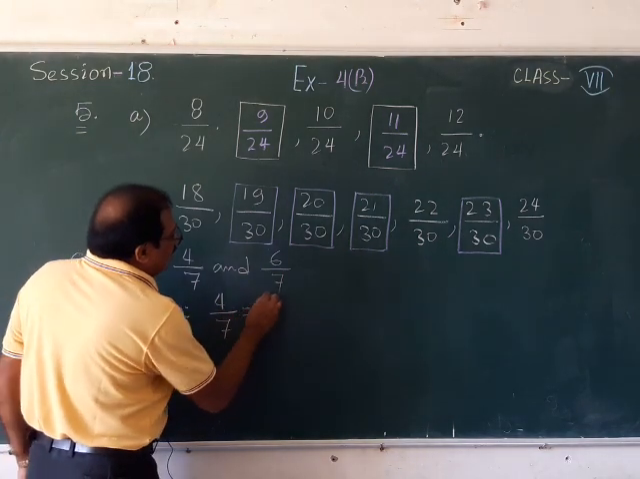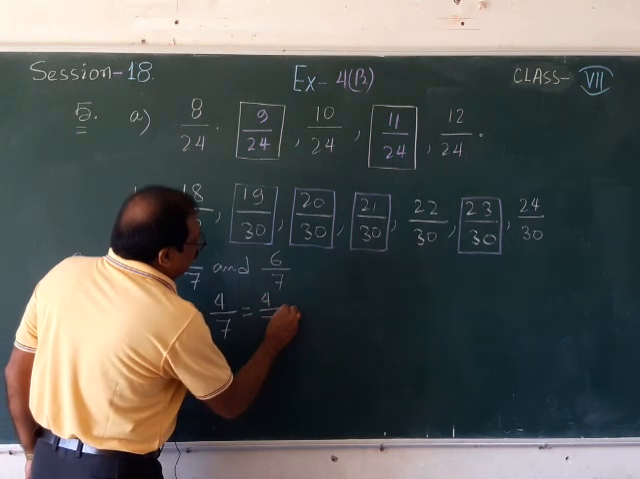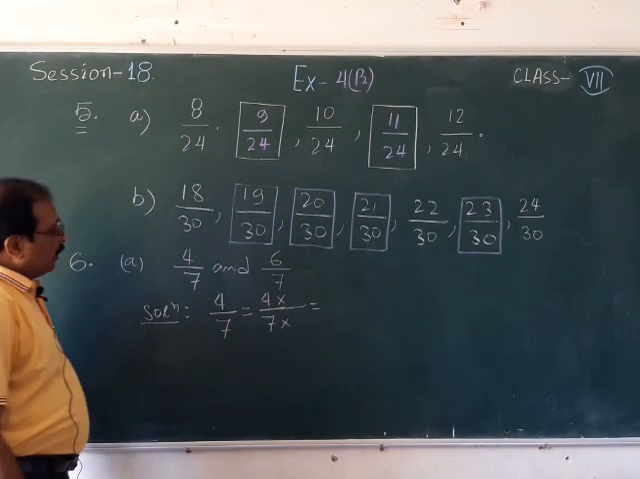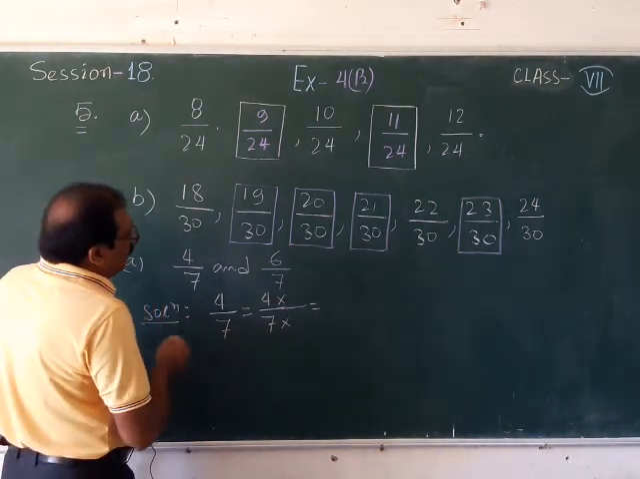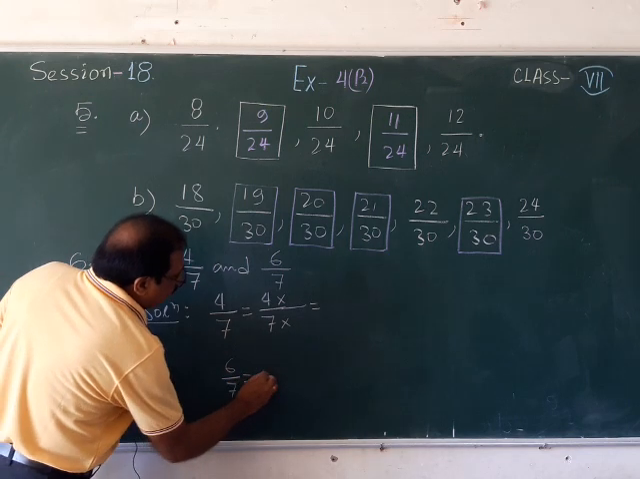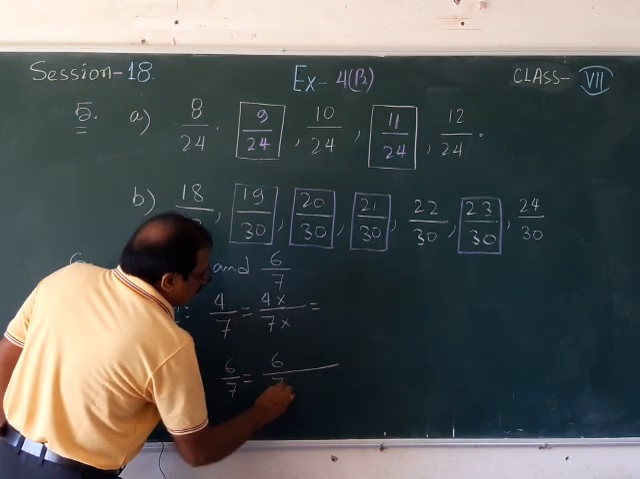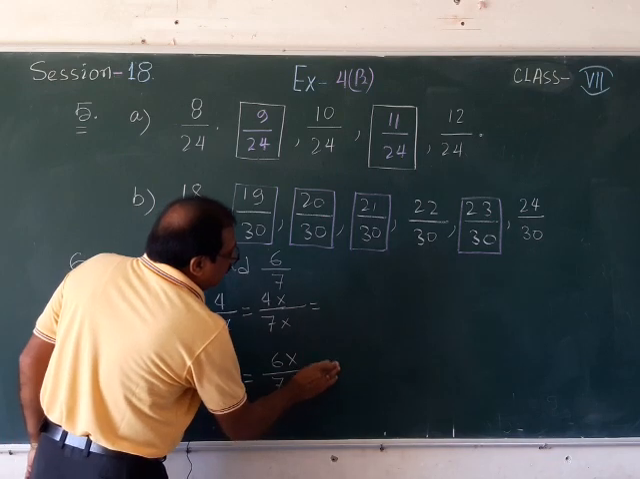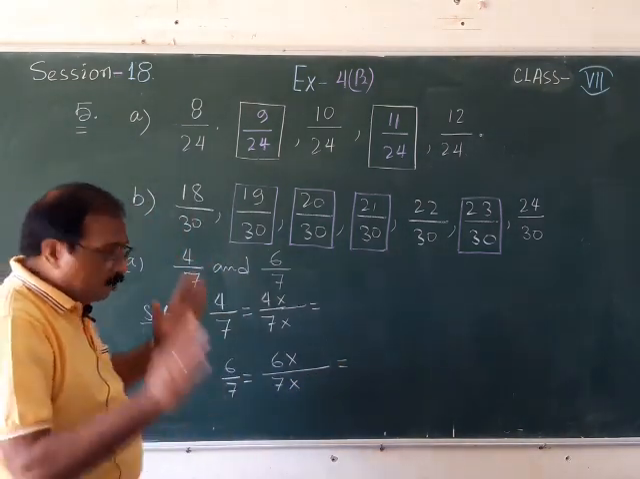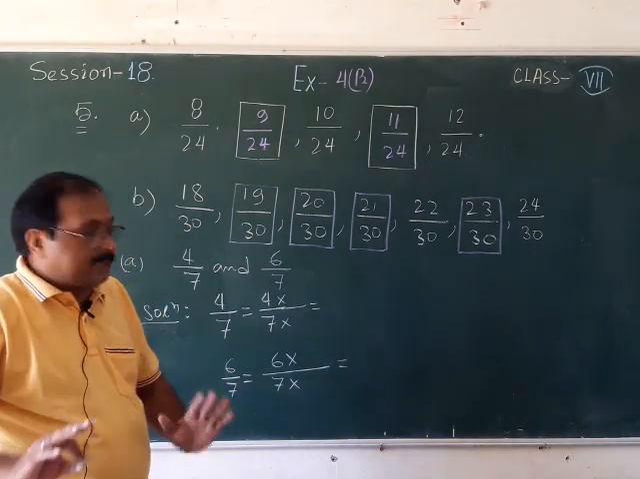Now I will think that 4 upon 7 should be multiplied with such a number that we must get 4 numbers, and here I am writing 6 upon 7. It must be multiplied by some number so that you are having 4 numbers in between. So you start to think like this.